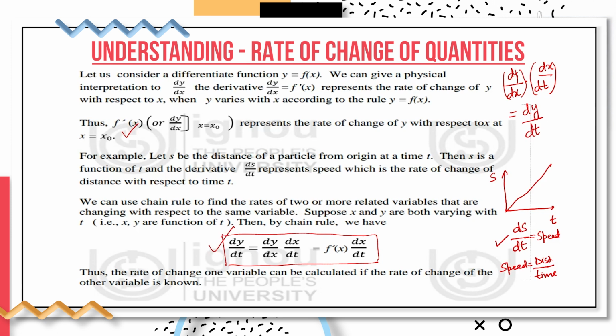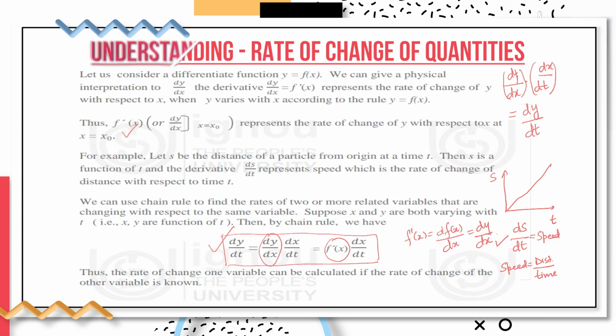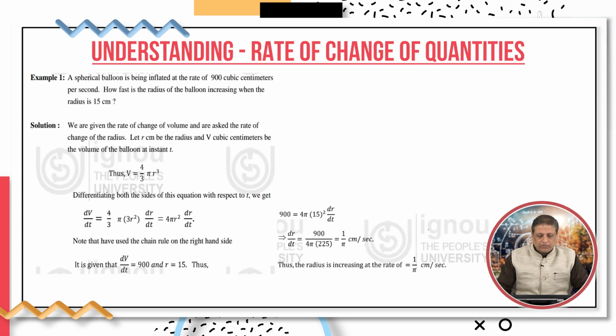So, dy by dt is equal to dy by dx into dx by dt, and dy by dx is nothing but the first derivative with respect to x. F dash x is nothing but the derivative of f(x) with respect to x, that is dy by dx. I hope you understood why we explored chain rule and what is differentiation, but now we are going to apply this understanding to solve some real life problems.